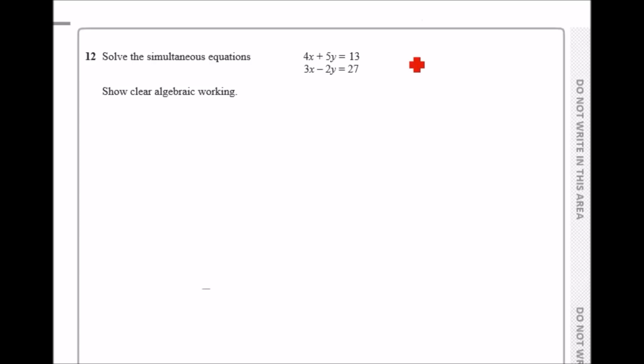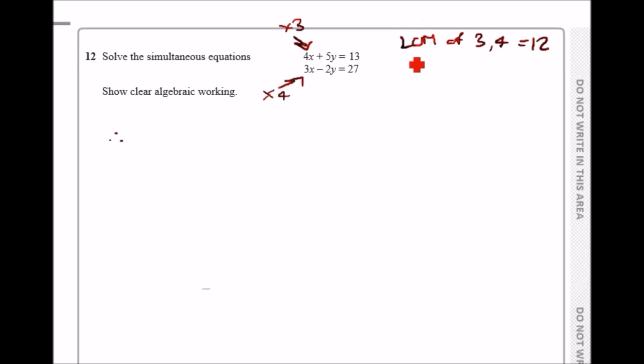So looking at the first equation, we've got 4 and 3. All you really should consider is the lowest common multiple. Quickest way to do it is just multiply this whole equation by 3 to get this to 12, and multiply this by 4 to get this to 12. The LCM of 3 and 4 is 12, because our 3 times tables go to 12, 4 times table go to 12. So multiply the first equation by 3, the second equation by 4 to get 12x. Let's have a go.